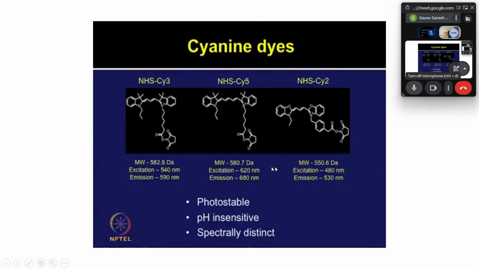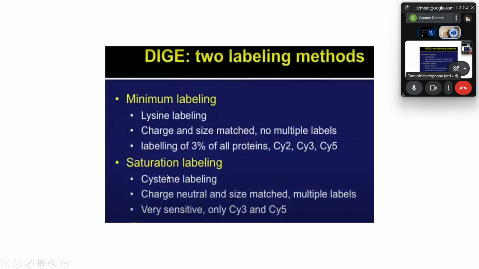Then even after pooling them together, you can visualize them separately on the same gel itself because of their different excitation wavelengths. It will not affect the protein as such because it is pH insensitive as well, so it will not change the charge of the protein. This dye doesn't get affected by pH. It is also photostable in nature, and it is spectrally distinct, meaning it has different excitation wavelengths, so it can be visualized differently. That's the reason cyanine dyes are used.